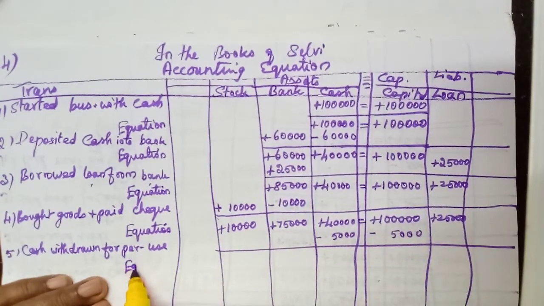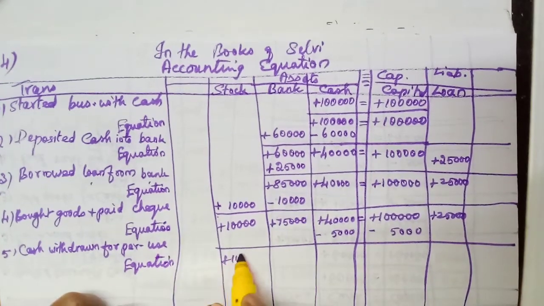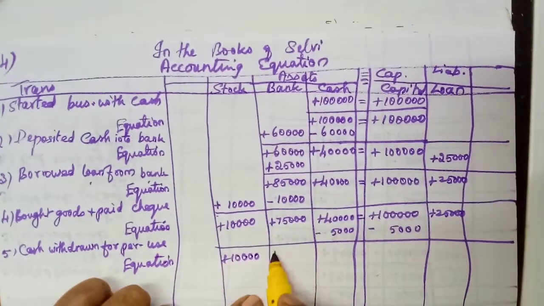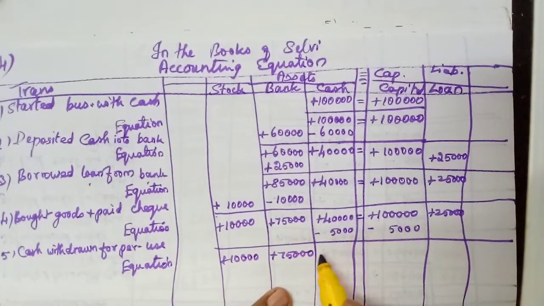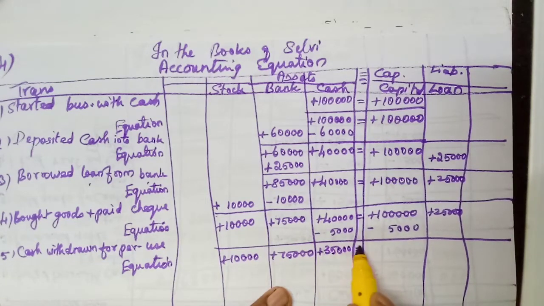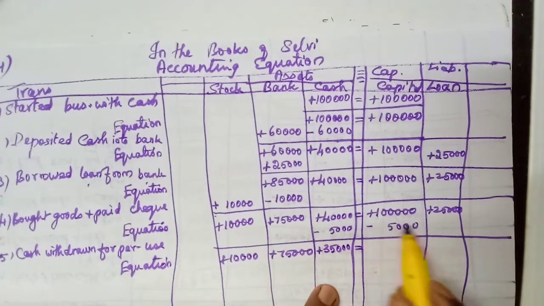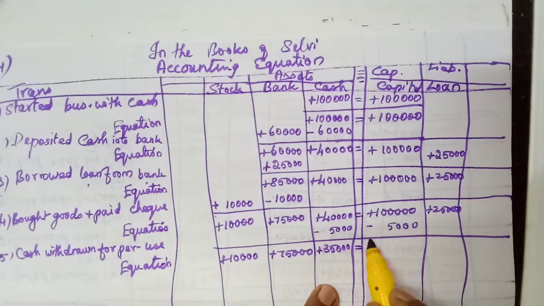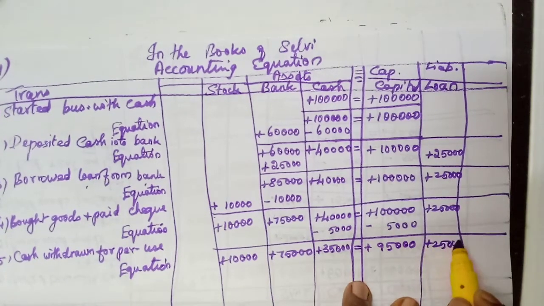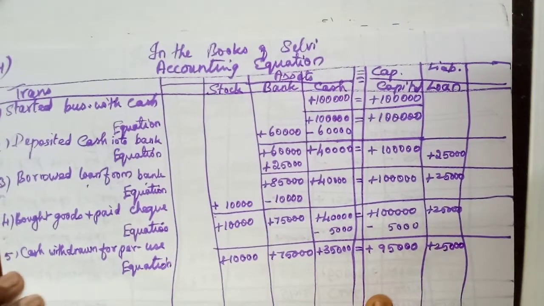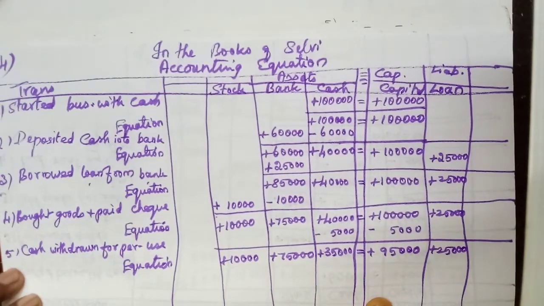Okay, then you write the equation. Plus 10,000, plus 75,000. Then here 40 minus 5, so plus 35, equal to, here 1 lakh minus 5,000, 95,000, isn't it? Then plus 25,000. Okay, now the last one, cash withdrawn from bank for office use.